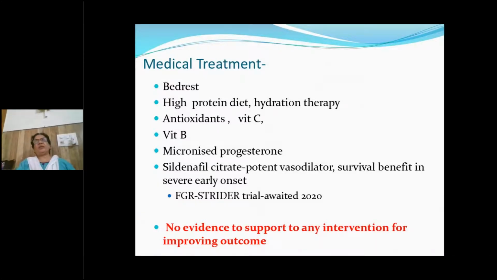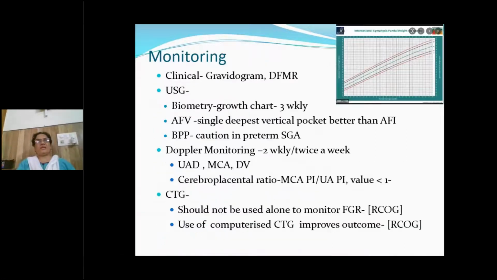Now, what do we do? The treatment of fetal growth restriction is, as soon as the fetus is mature, we need to deliver the baby so that there are no problems with the fetus. But till that time, we need to monitor the baby and decide what time we should deliver the fetus, because we do not want the fetus to be preterm. So how is clinical monitoring done?